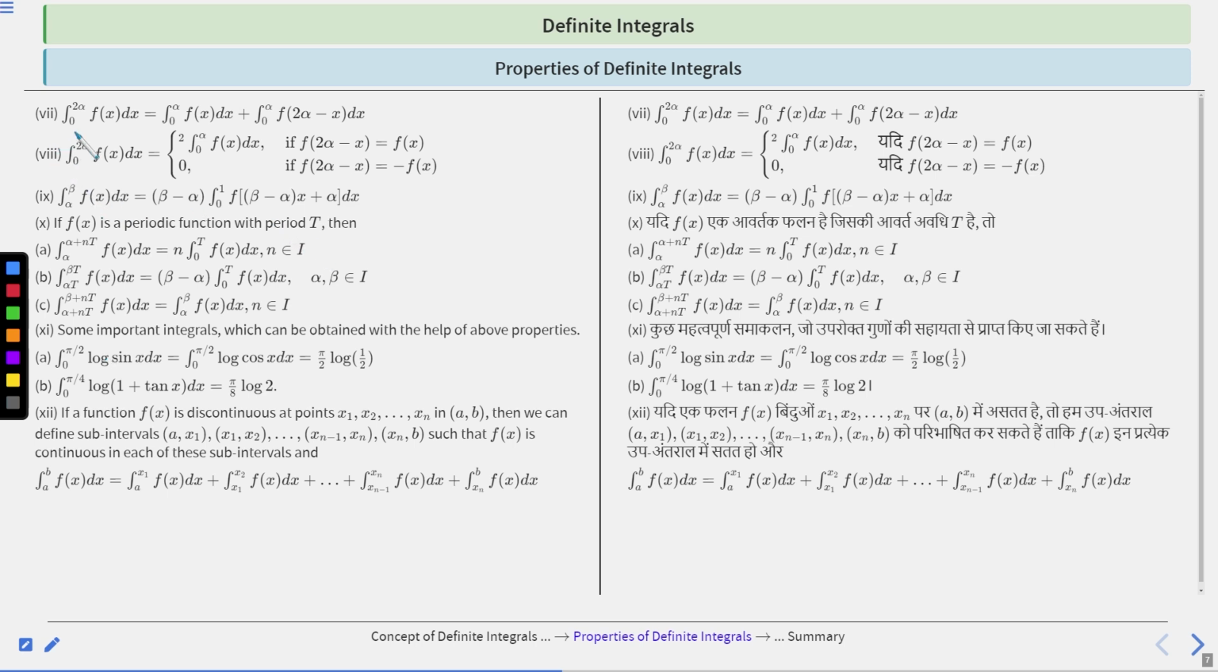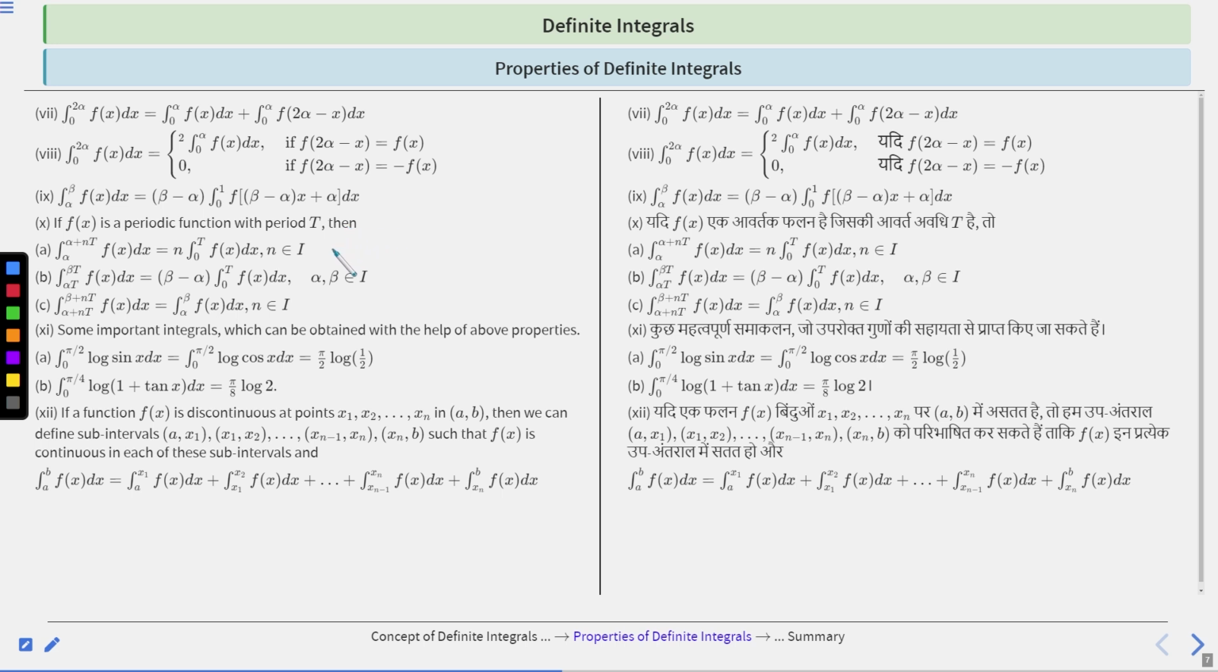Next property is integration of 0 to 2 alpha f(x) dx will be equal to integration of 0 to alpha f(x) dx plus integration of 0 to alpha f(2 alpha minus x) dx. Next one is integration of 0 to 2 alpha f(x) dx is equal to 2 times integration of 0 to alpha f(x) dx if f(2 alpha minus x) is equal to f(x), and is equal to 0 if f(2 alpha minus x) is equal to minus f(x). Next, part 9 is integration of alpha to beta f(x) dx is equal to (beta minus alpha) times integration of 0 to 1 f((beta minus alpha)x plus alpha) dx.